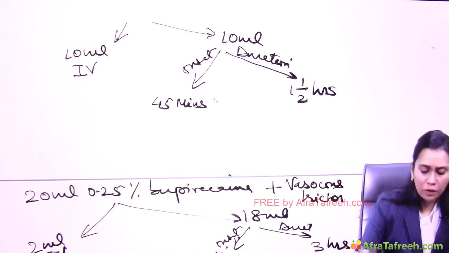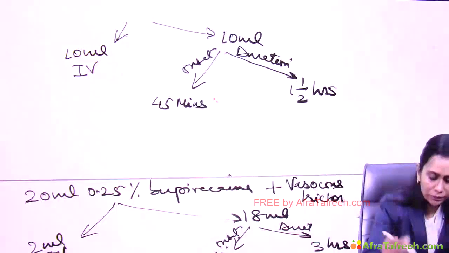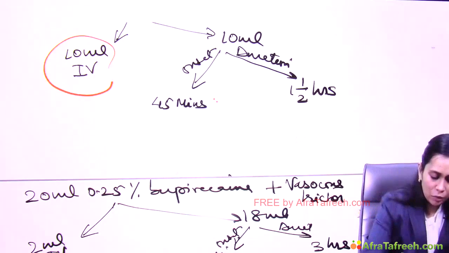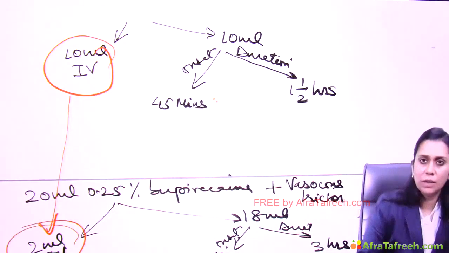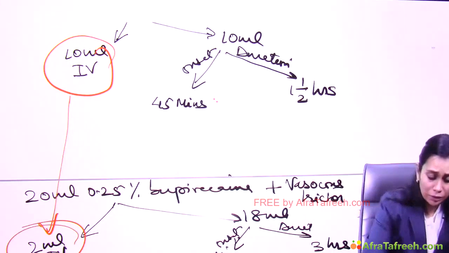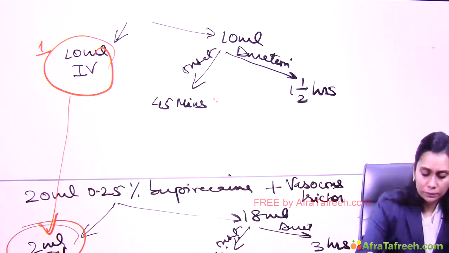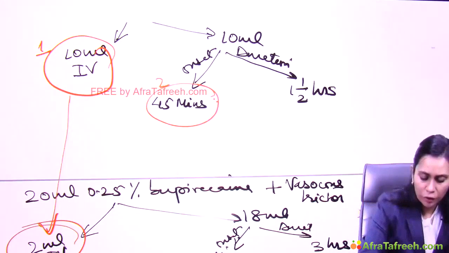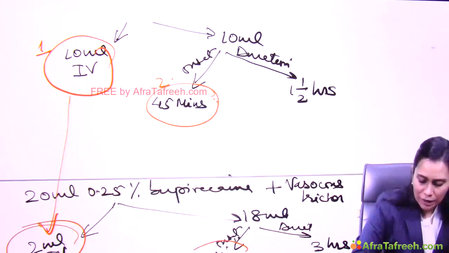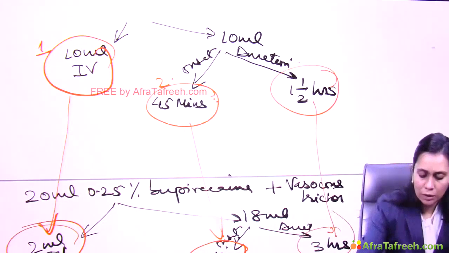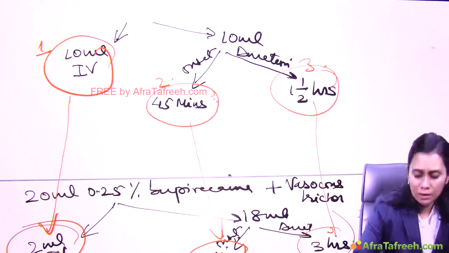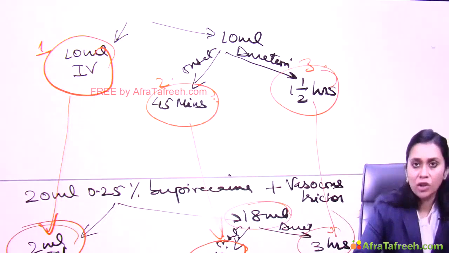So what is the benefit of adding this vasoconstrictor? First, less drug was systemically absorbed, so less chance of systemic toxicity. Second, onset of block which took 45 minutes, it turned into 5 minutes. So fast onset. Duration got prolonged. Third benefit. And since there was more drug for the action, intensity of the block became better.